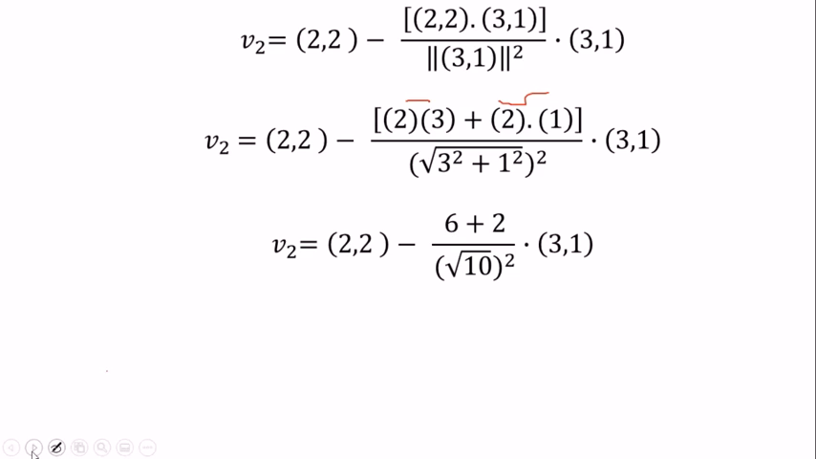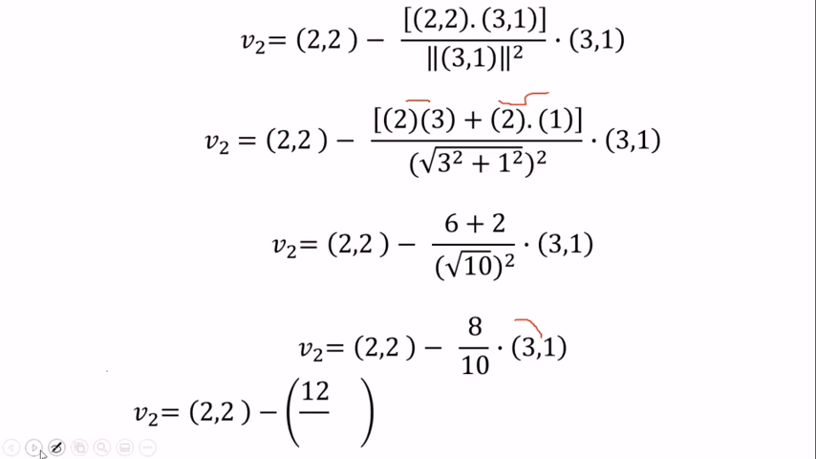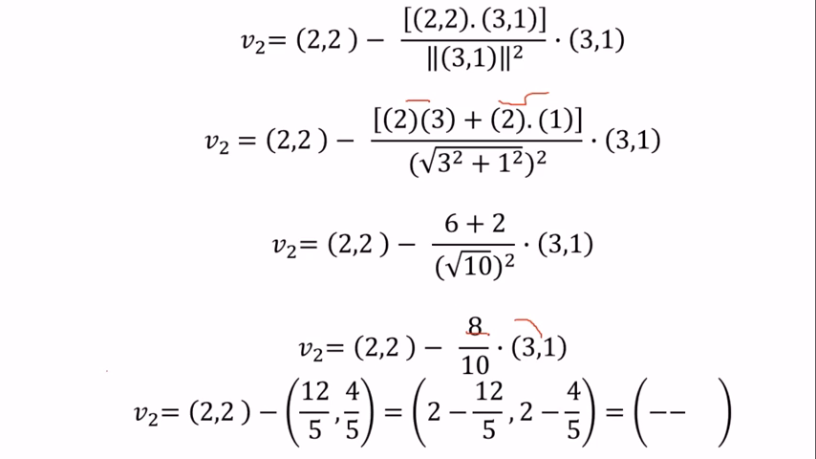Again we'll simplify. 6 plus 2 is 8 and root 10 square is 10. So (2, 2) minus 8 by 10 into (3, 1). Now multiply this 8 by 10 inside this vector. Therefore we get (2, 2) minus 8 by 10 into 3. Here I have written 12 by 5 because this 8 becomes 4, and this 10 becomes 5, because 2 gets cancelled from numerator and denominator. So 4 by 5. Now multiply 4 into 3, we'll get 12.